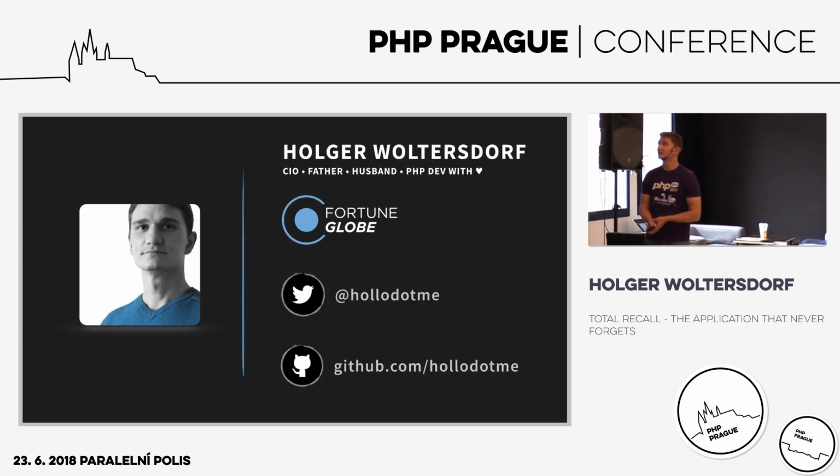My name is Holger Woltersdorf. I'm working for Fortune Globe. It's an e-commerce company for the fashion industry in Dresden, in Germany. And I'm obviously coming from Dresden, Germany. And I'm one of the organizers of the PHP user group in Dresden.